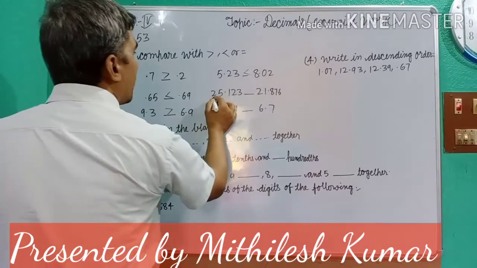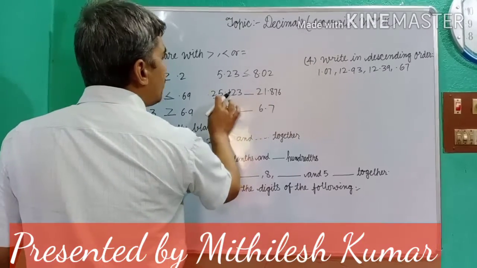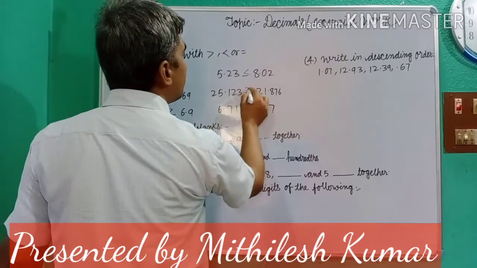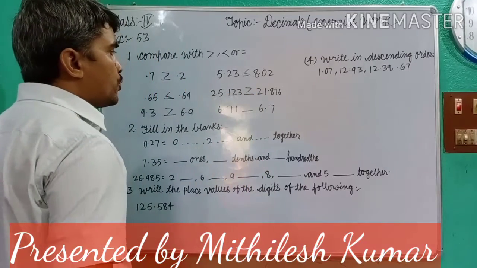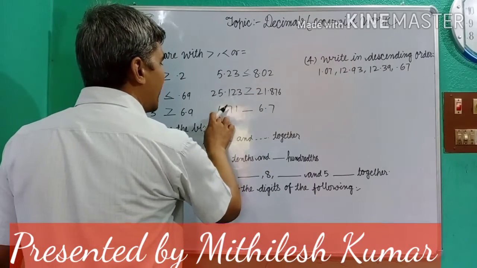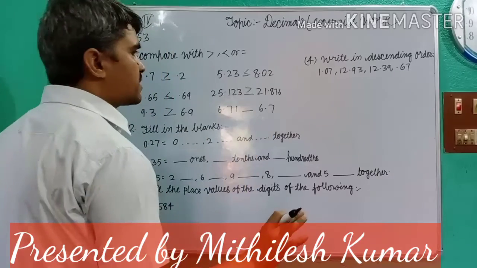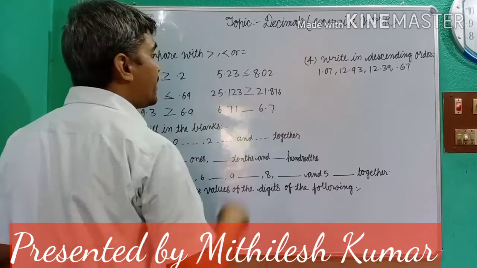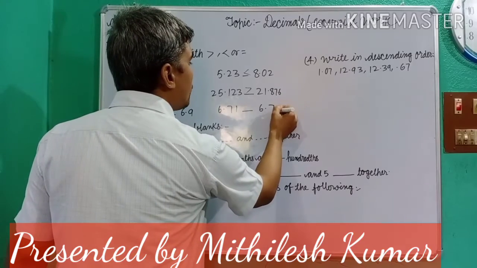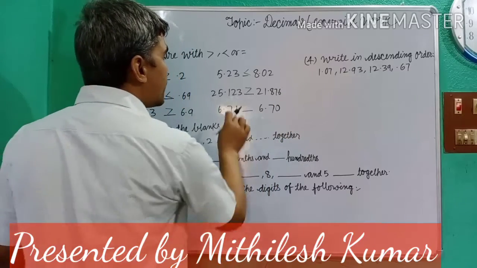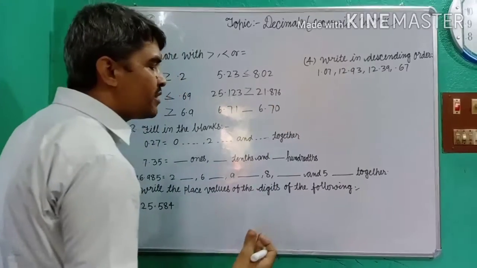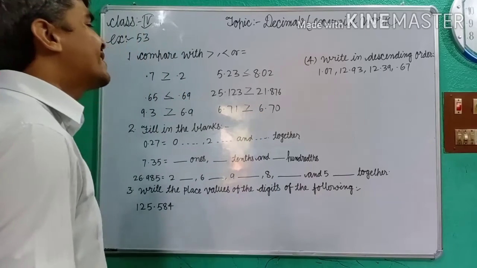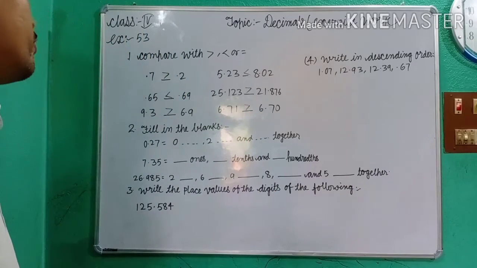Here, in the whole parts, here 25 and here 21. 25 is greater. And you see here in the whole parts 6 and 6. Both numbers are equal. Here point, point, here 7 and 7. And here there is no number, so convert into like decimals. Here 1 and here 0. 1 is greater, so 6.71 is greater than 6.70.